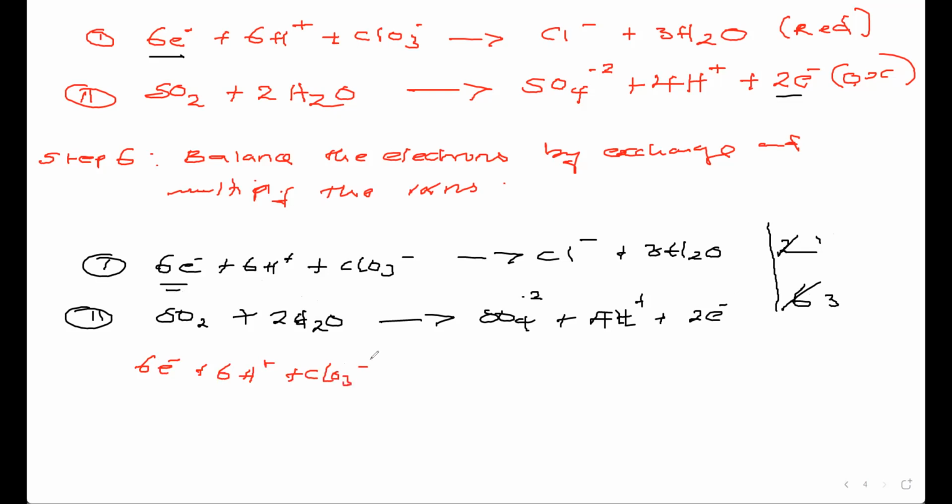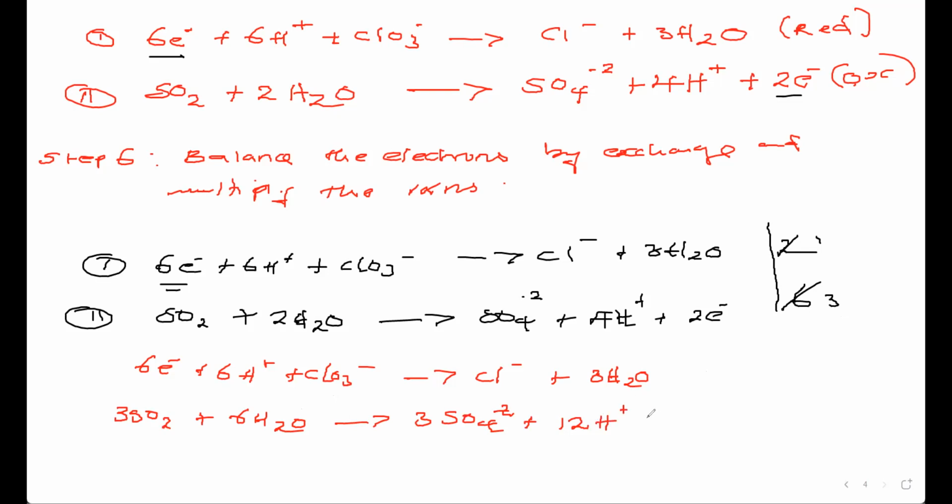So we are expected to get this reaction. Let me copy fast and get this. So that's the first reaction. That's the second reaction. 3 will be multiplying that. So we are expected to have 3 sulfur dioxide there plus 6 H2O producing 3 sulfate there plus 4 times 3 is 12. So we have 12 H plus and we have 6 electrons now.